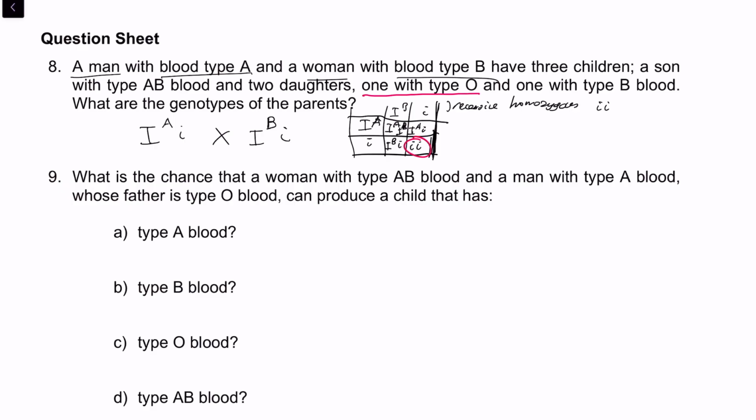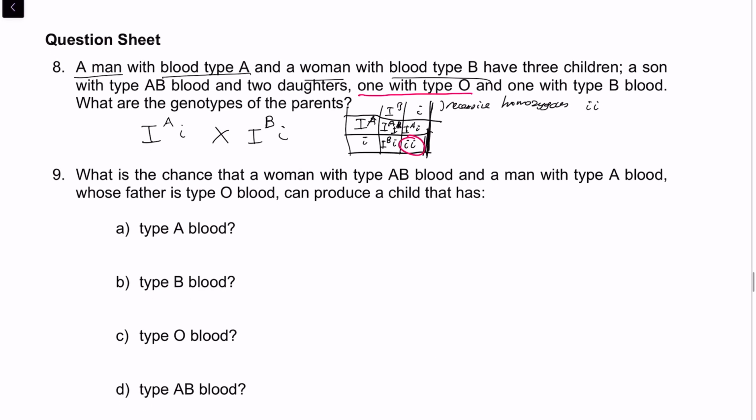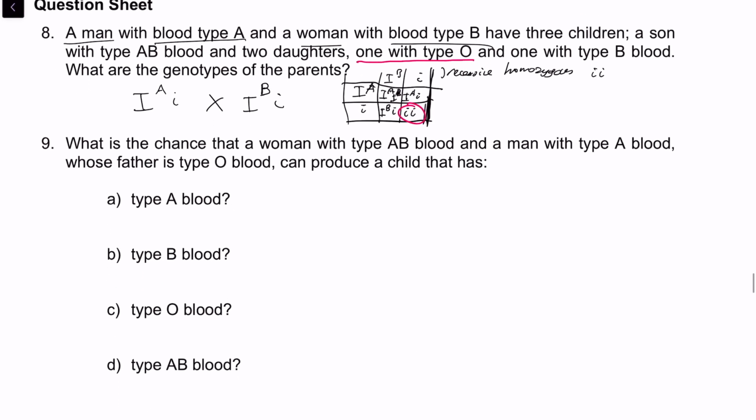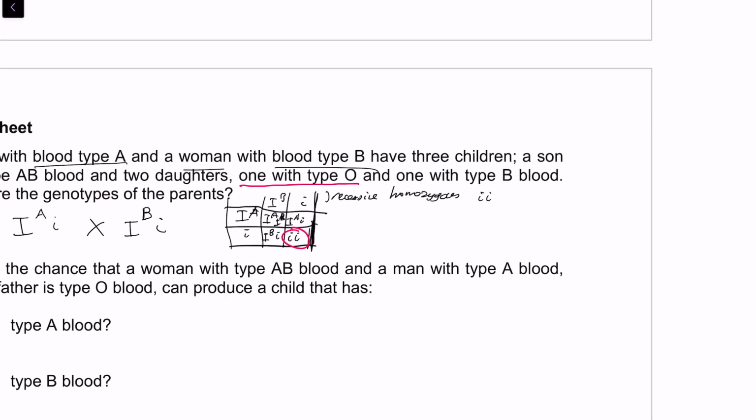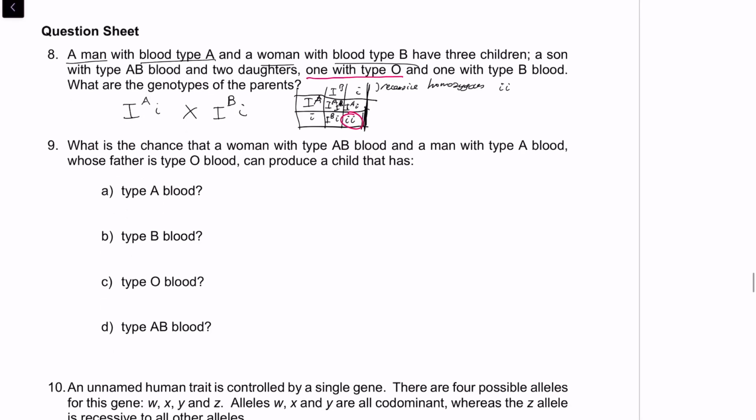Whereas, obviously, if one of them or both of them didn't have the recessive lowercase i, then that means you can't manifest a type O blood type, because you need to have two lowercase i alleles, one from each parent, to manifest an offspring with type O blood, which has a genotype of what is circled in pink there, right?